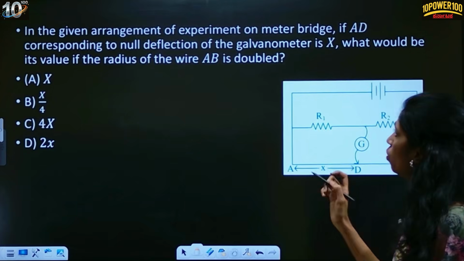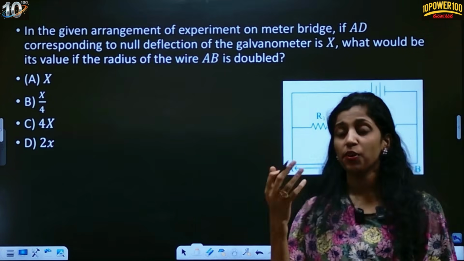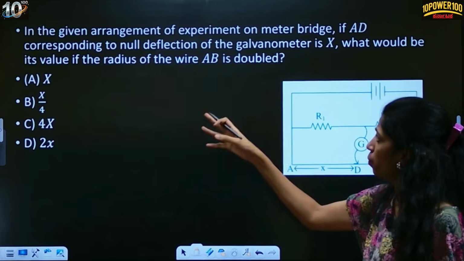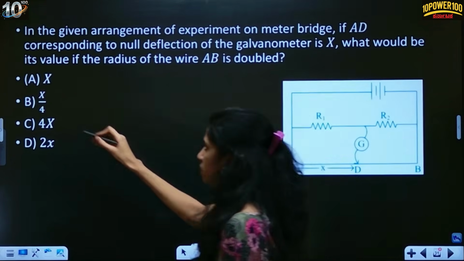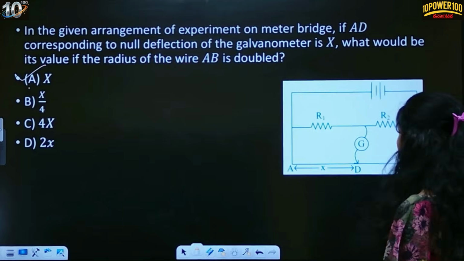Okay, and yeah, we have got a question over here, again this is a meter bridge experiment. Since you are not learning the meter bridge experiment, just know it over here. They're just asking what would be the value of the radius of a wire when AB is doubled. Actually the value is just x itself. So this is, yeah, a deleted portion.